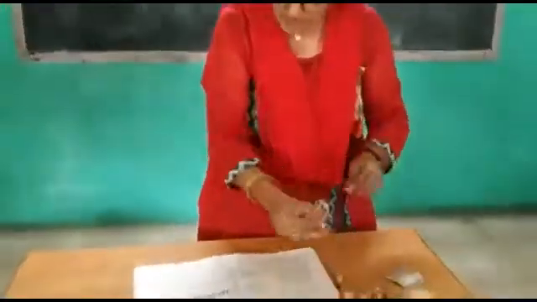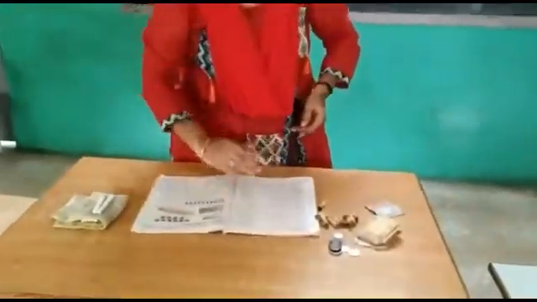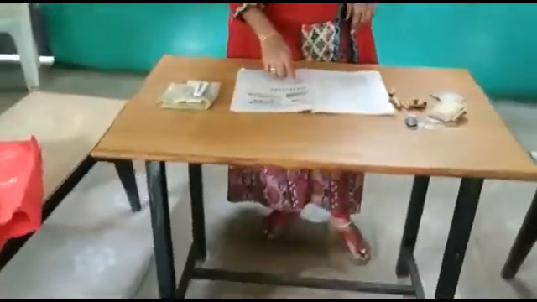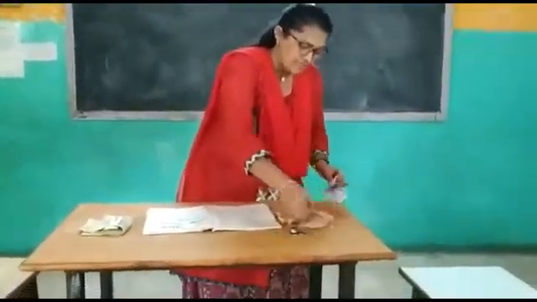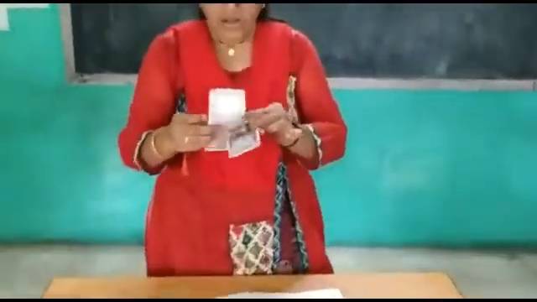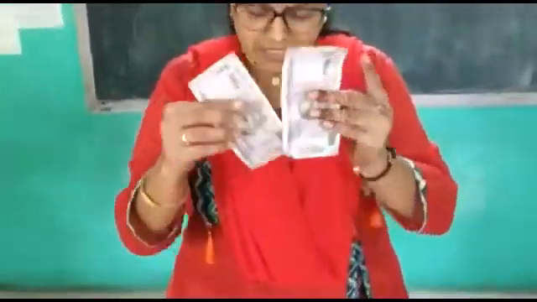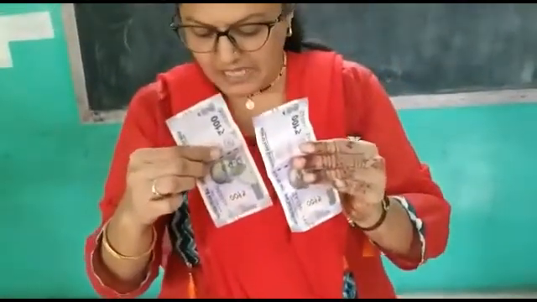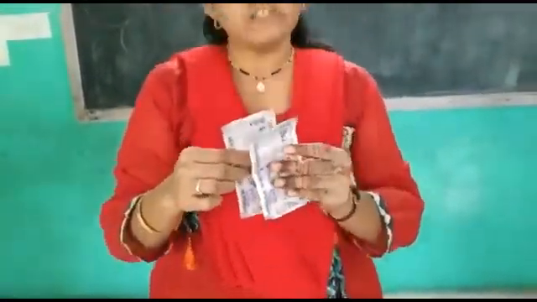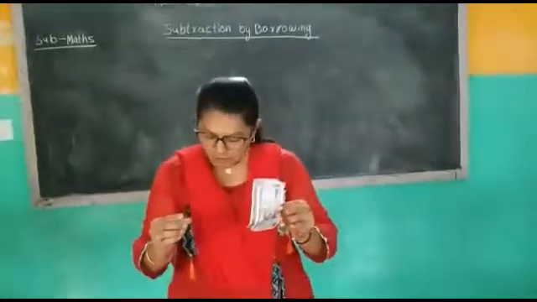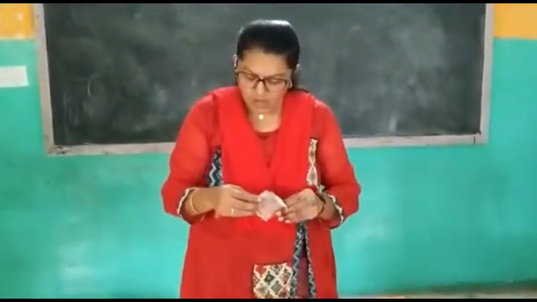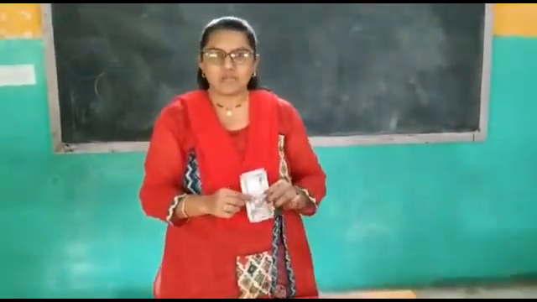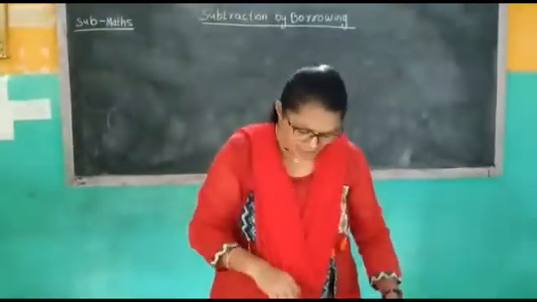Now we will go for the next. Now see, Sonu has 2 notes of 100 rupees. He has to give Nandu 70 rupees. Now what is Salma asking Sonu? How will you do that?